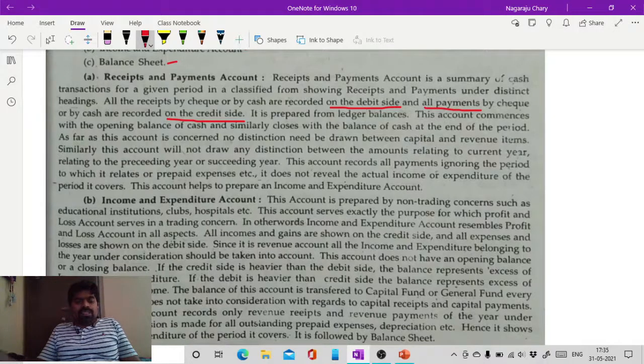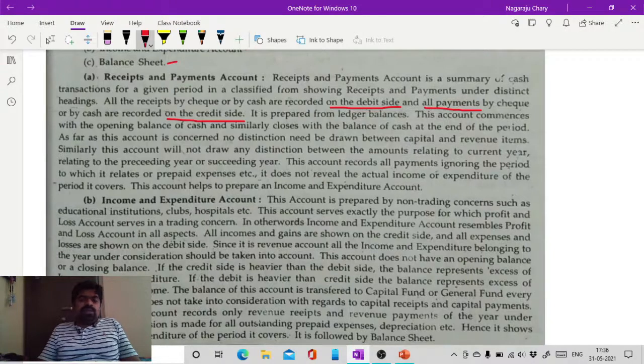One thing we can say is that all the receipts are more than the payments, because without receiving an amount we can't pay. So all the receipts recorded on the debit side are more than the payments. That is a credit balance, so the closing balance is recorded on the credit side. That may be a cash balance, a bank balance, or sometimes both of the balances may be there.